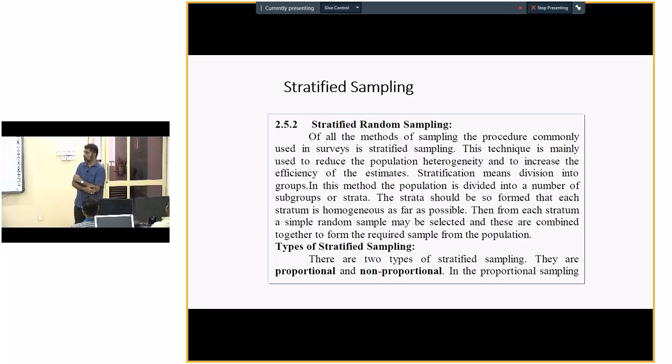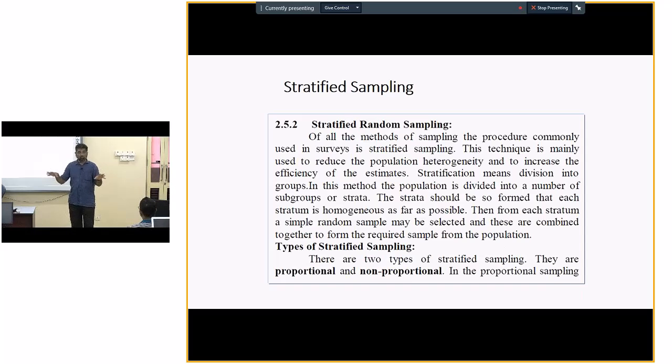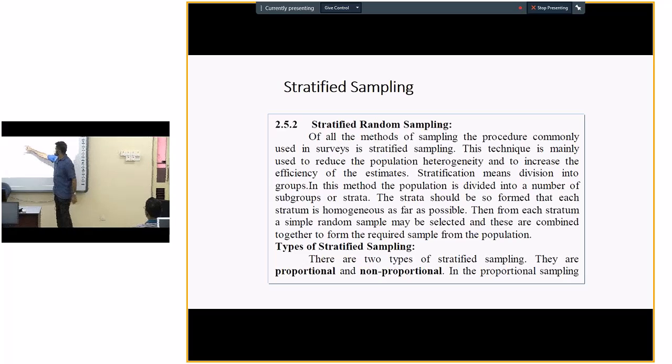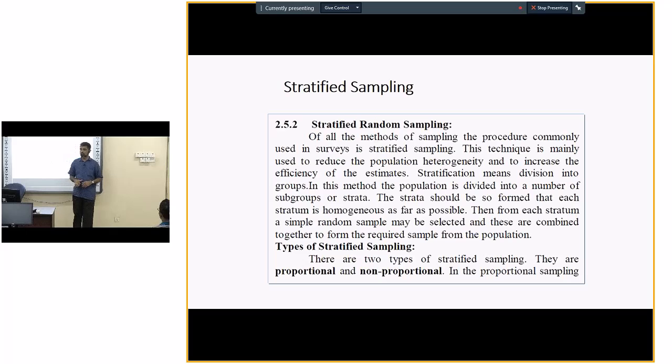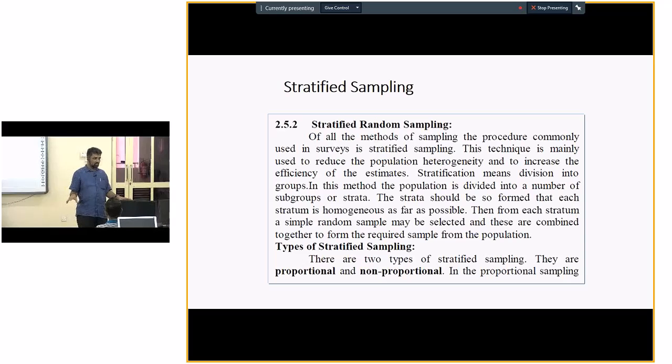Stratified random sampling we can use. How to use it? First of all, we have to divide into strata, male and female. Within the female group, we can again use the random sampling method. Within male, we can again use the random sampling method. That's why we use the term stratified. It should be stratified random sampling. The first task is to divide into strata. Next, again apply the random sampling method. Right? Stratified plus random. Is it clear?